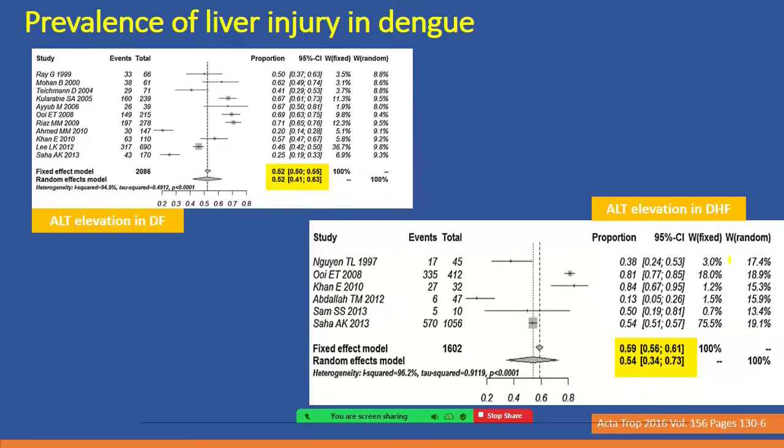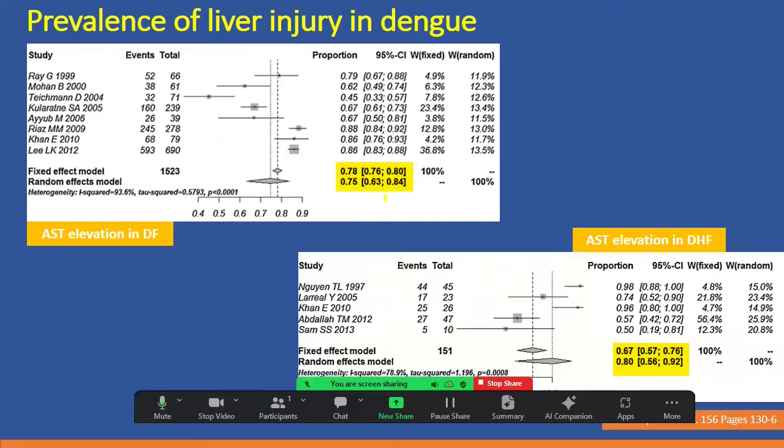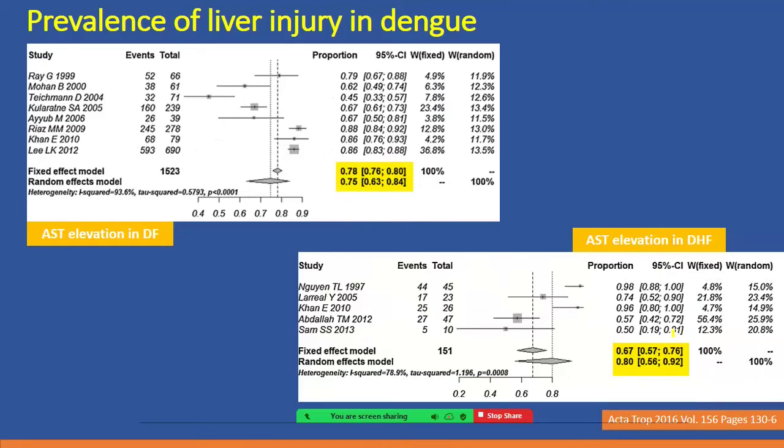However, when they analyzed AST elevation, it was elevated in 75% of patients with dengue fever, and it further increased to 80%. So clearly we can see that a high proportion of patients with dengue fever have elevation in AST and ALT, with 75 to 80% of patients having AST elevation and around 50 to 55% having elevation in ALT levels. So the proportion of patients with dengue fever having liver involvement is quite high.